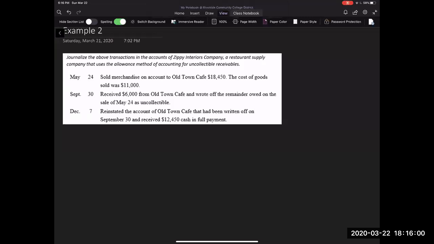All right, so here we are, and now we are going to attempt this particular example for the allowance method. Let's journalize the below transaction for Zippy Interior Company. It's a restaurant supply company that uses the allowance method.